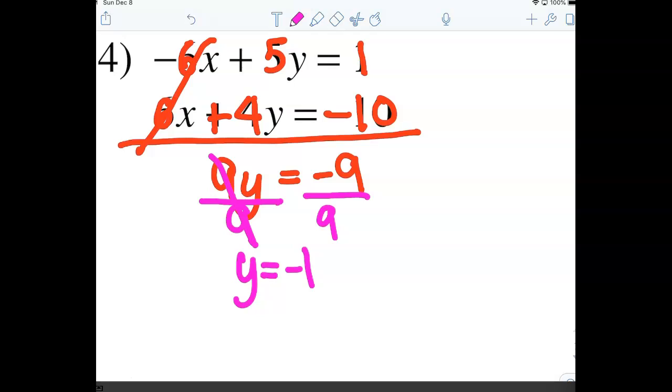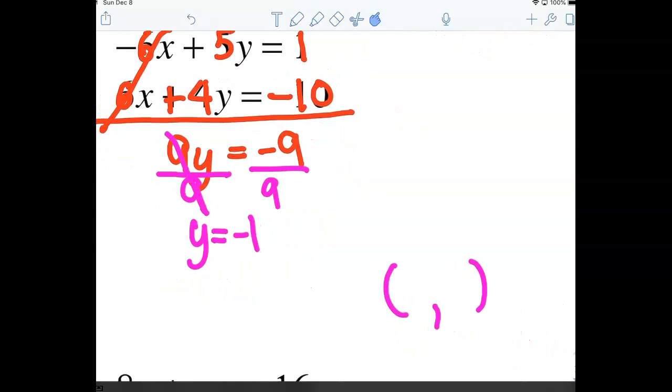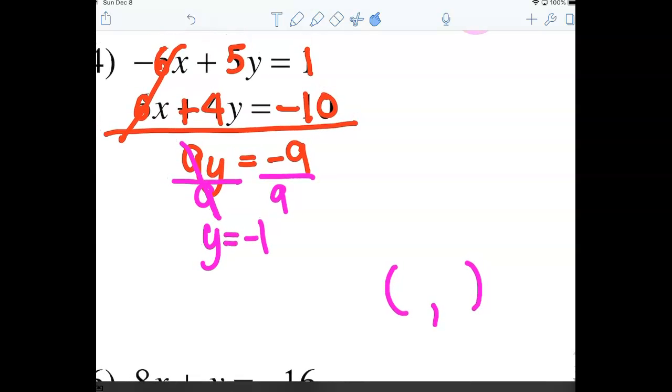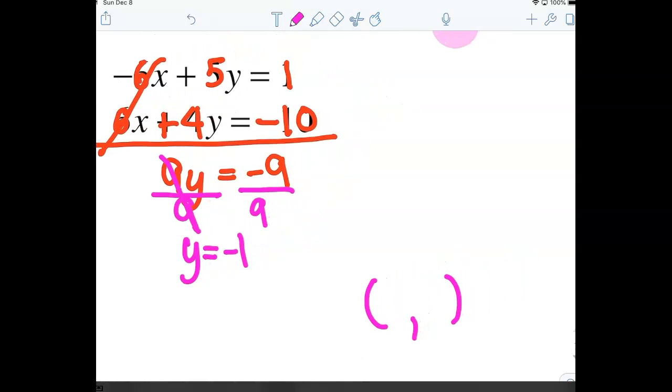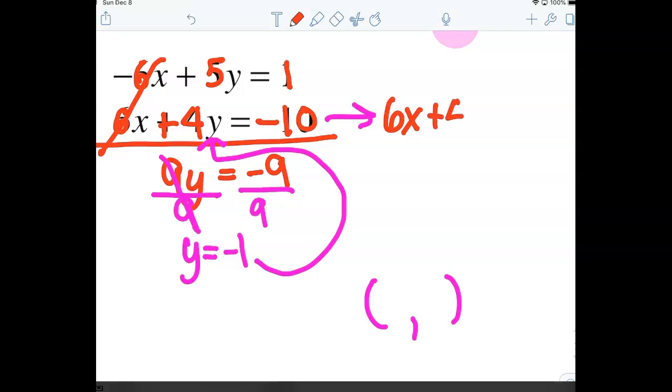This is not my answer. No está mi respuesta. It needs to be in point form. It needs to have the parentheses. Okay? In order to get my final answer, I need to go and plug that negative 1 in for y. You can choose to plug it into the first equation, just because you like plugging into the first. I'm going to plug into the second because I think it's easier because it's not negative. La segunda ecuación está más fácil porque no está un negativo en la X.